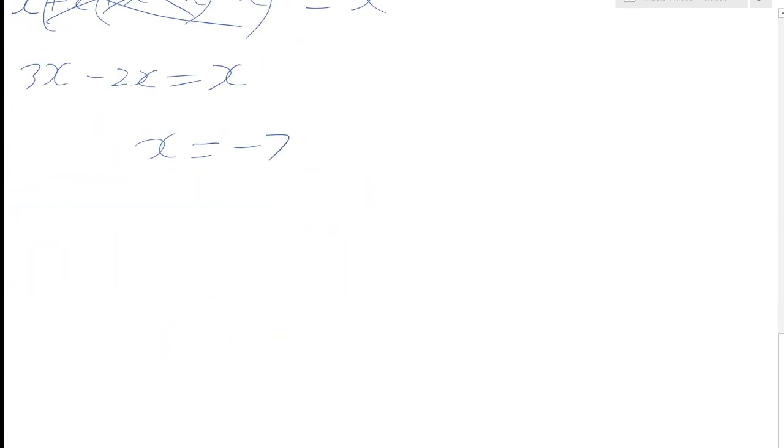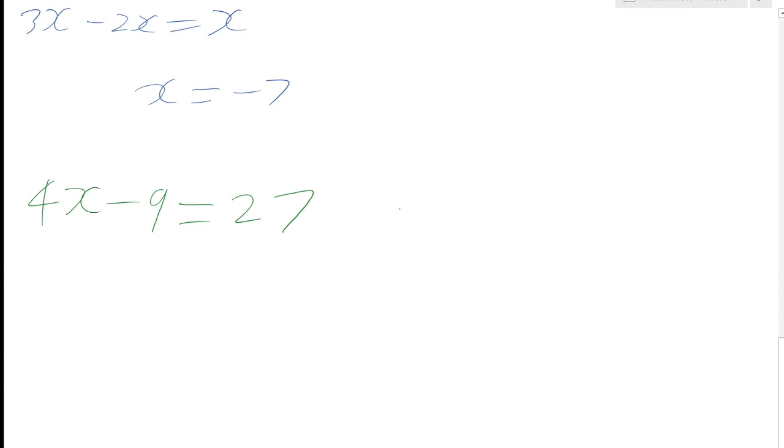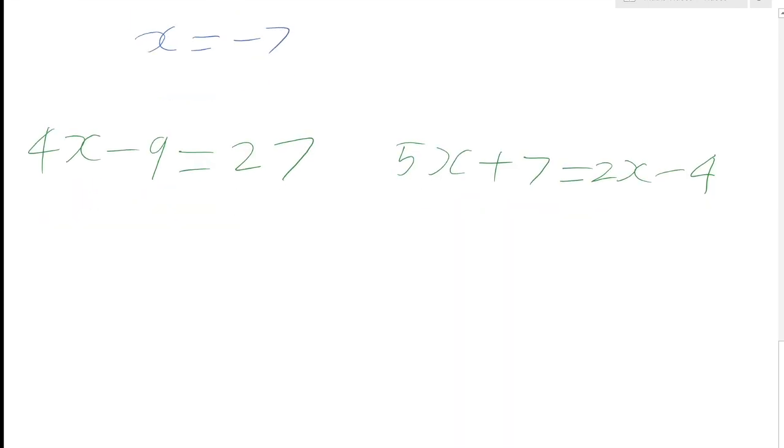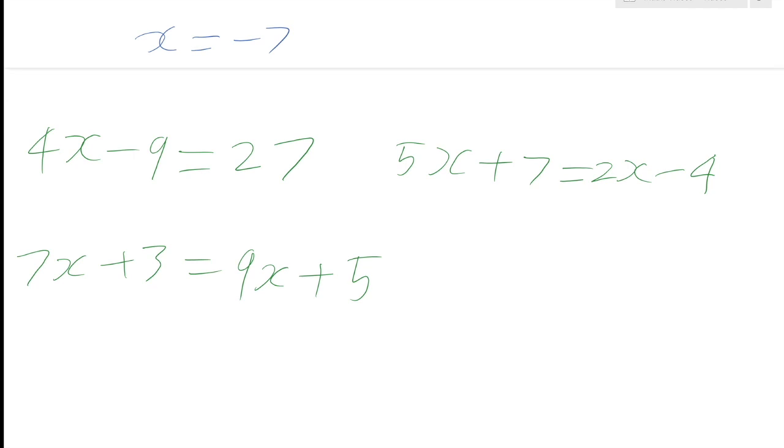So, your turn now. Solve 4x minus 9 equals, let's go with 27. 5x plus 7 equals 2x minus 4. And 7x plus 3 equals 9x plus 5. I haven't worked these out, I'm making them up, so if you get some nasty fractions, I apologise, but deal with it. As always, do pause the video if you want to, otherwise answers are coming now.